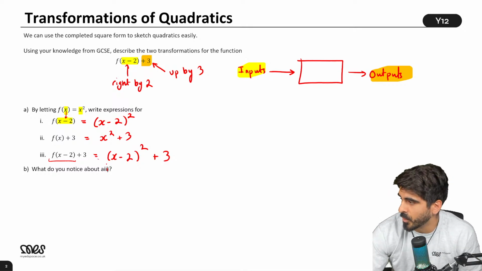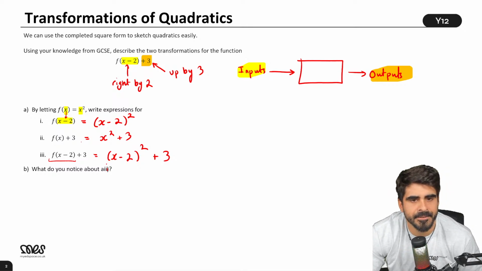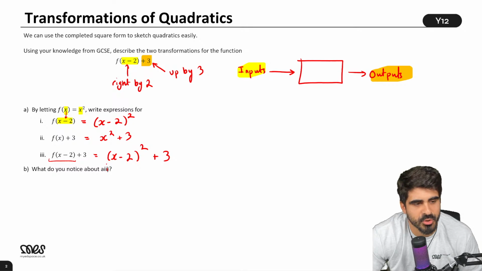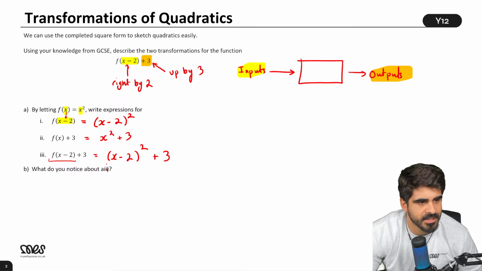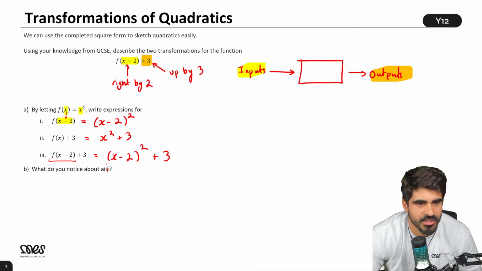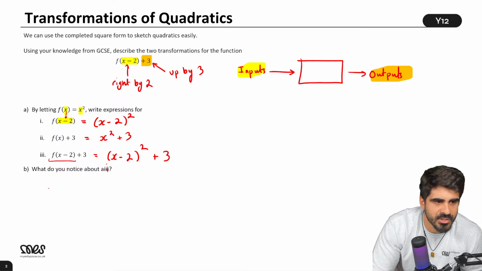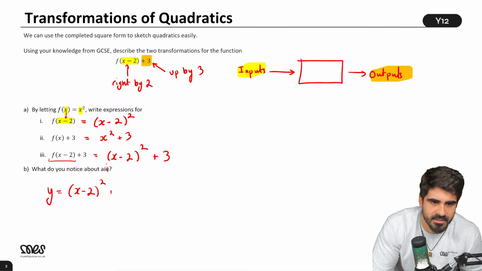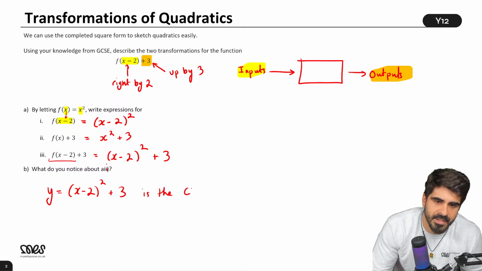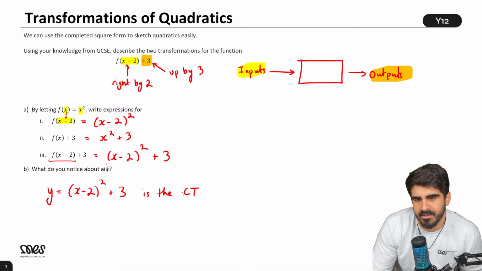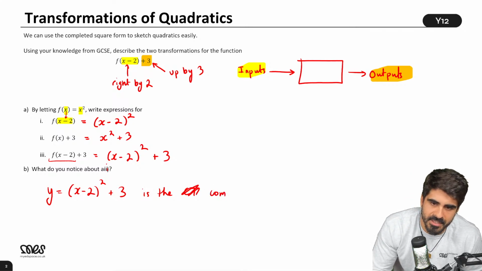What do you notice about that? Boom. x minus 2 all squared plus 3. What does it look like to you? It's the completed square form of a quadratic. Yeah? So if you guys ever saw something like y equals x minus 2 squared plus 3, that is the completed square form.